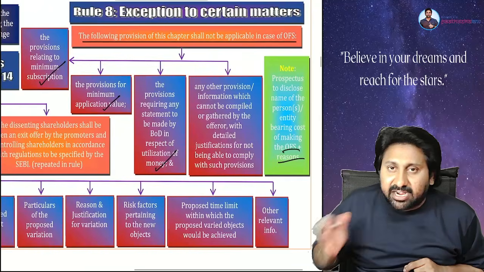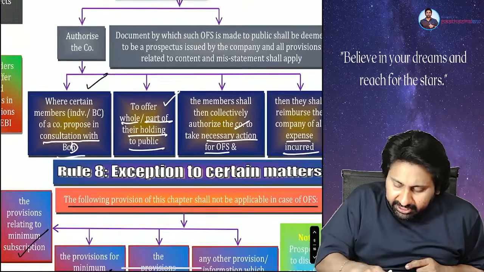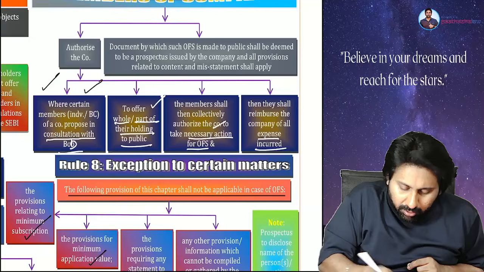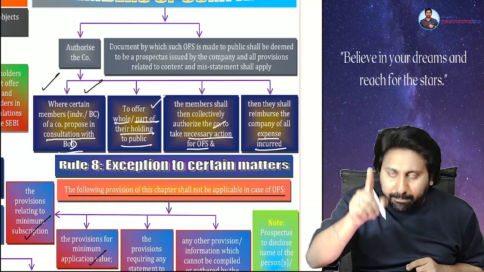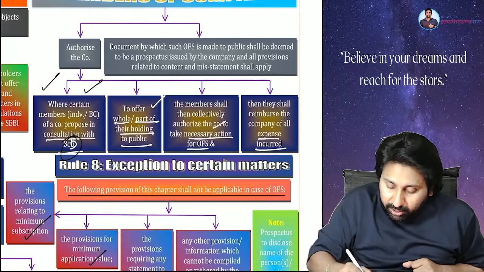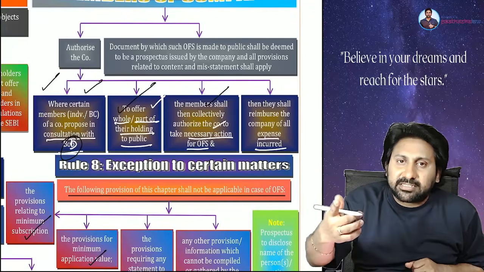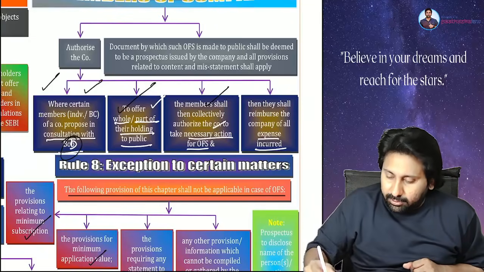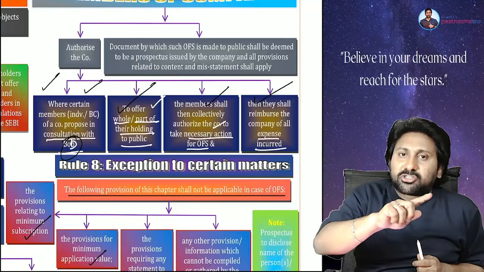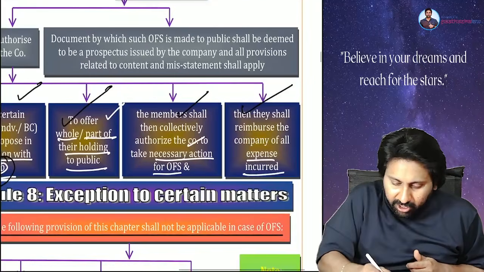Sir, what is all this, sir? I didn't understand. First of all, everyone tell me, did you understand these 4 points on the screen first? Tell me, who are approaching? Members. Approaching whom? Directors. To do what? To offer their holding to the public. Members will collectively authorize the company, in our example LIC, and whatever LIC has done for the members, the members have to reimburse the expenses to the company. Over.